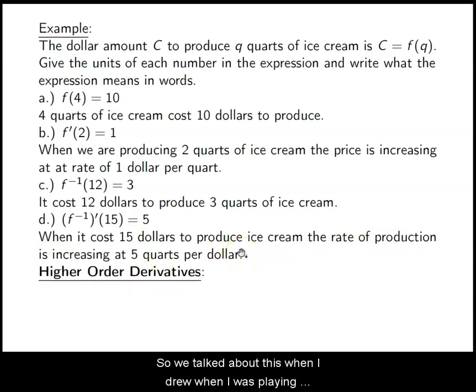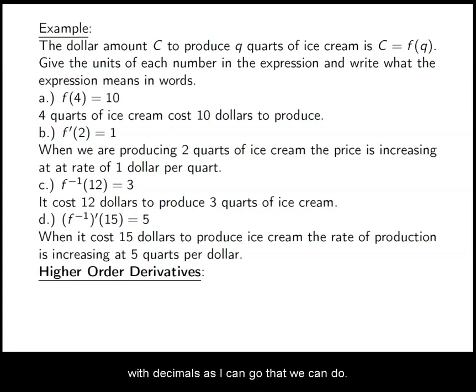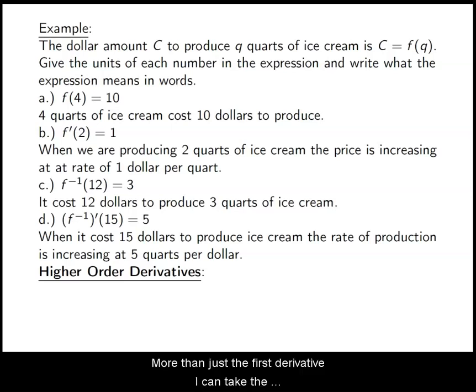So we talked about this when I was playing with Desmos just a second ago, that we can do more than just the first derivative. I can take the second derivative, third, fourth, fifth. Some functions I can take the derivative of infinitely, right? Meaning that there's no limit to how many derivatives I can find. I can always find the rate of change of the rate of change of the rate of change of the, etc., right? Some functions you can only find the derivative once. Some functions you can only find the derivative twice. And we do explore that a little bit in this course.